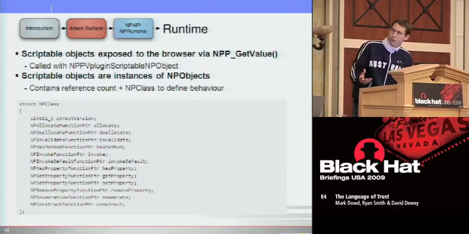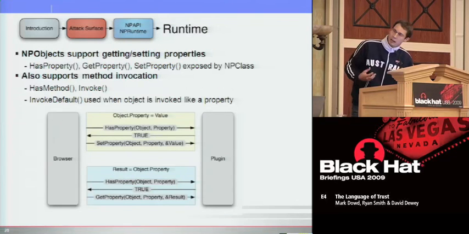Now, when the browser queries for this object, what it actually gets returned is a structure called an NPObject. And an NPObject is basically just a reference count and an NPClass structure, which is pictured there below. It basically defines all the behavior of the object itself. So the NPClass structure has a number of functions that can be used to basically simulate setting properties, getting properties, and invoking functions from JavaScript. It basically has three methods for getting and setting properties, which are the HasProperty, GetProperty, and SetProperty methods. And then for invoking, it also has HasMethod and Invoke.